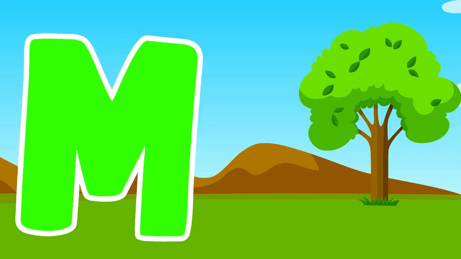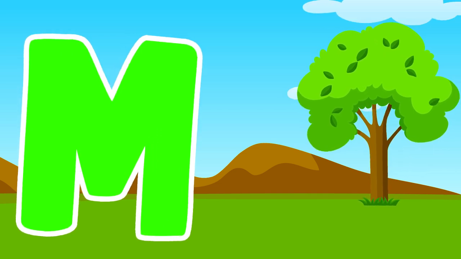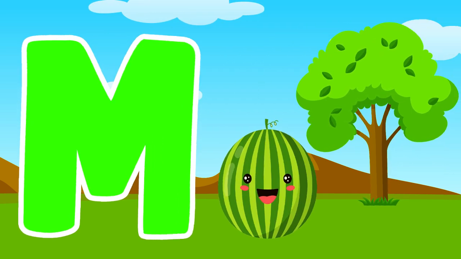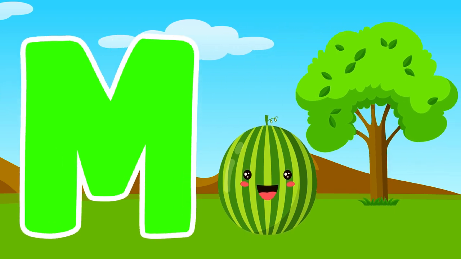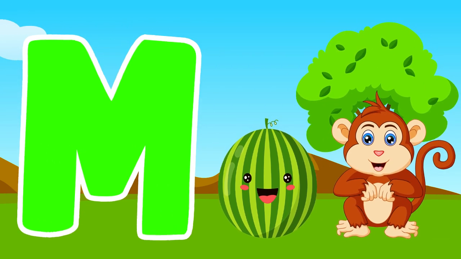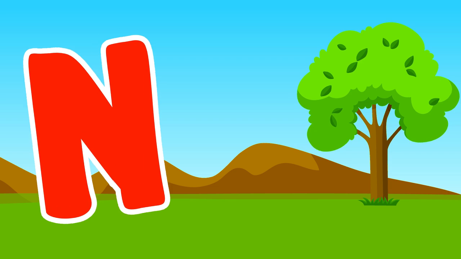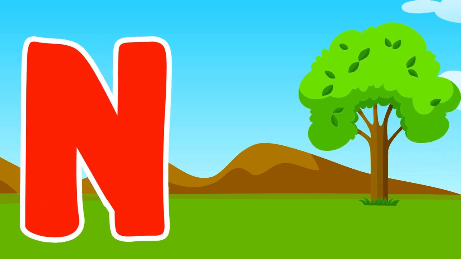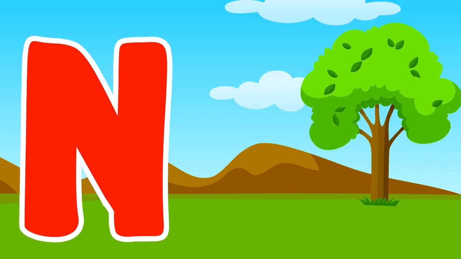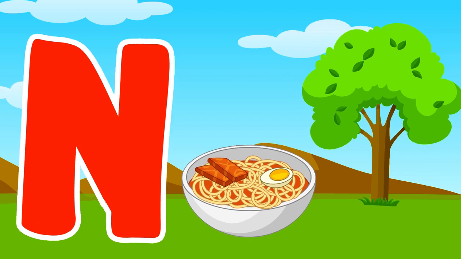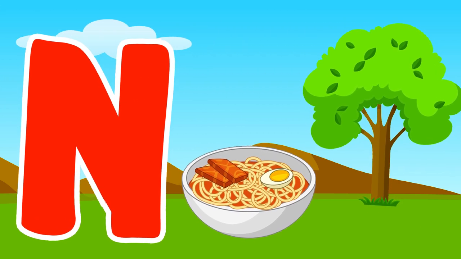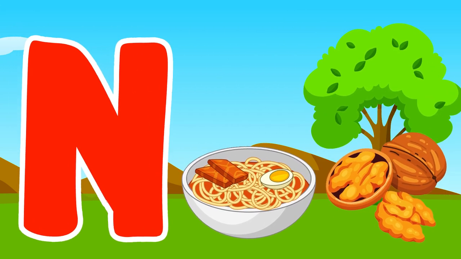M, this is the letter M. M is for monkey, m, m, monkey. M is for melon, m, m, m. N, this is the letter N. N is for nuts, n, n, nuts. N is for noodles, n, n, n.